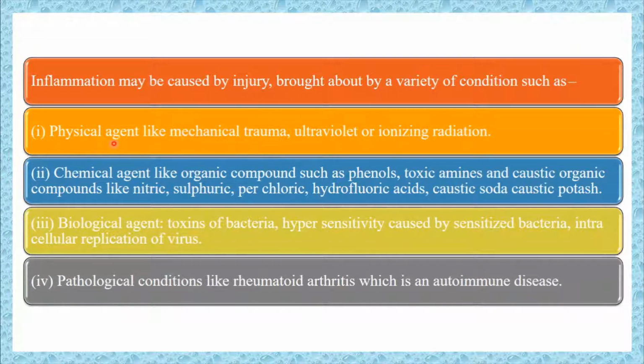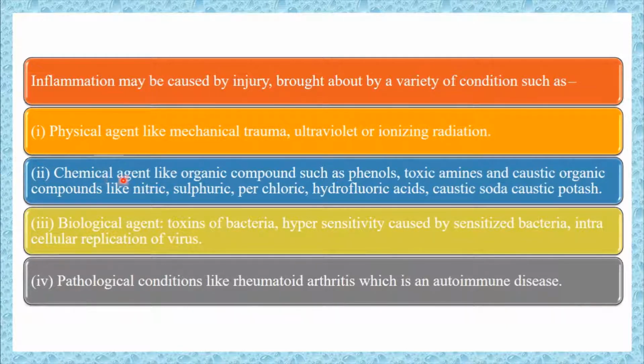The physical agent like mechanical trauma, ultraviolet, and ionizing radiation. So this is the first factor which is responsible for inflammation. Ultraviolet and ionizing radiation are also responsible for inflammation. It may cause redness and heat.